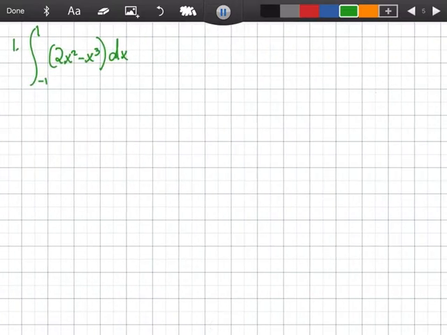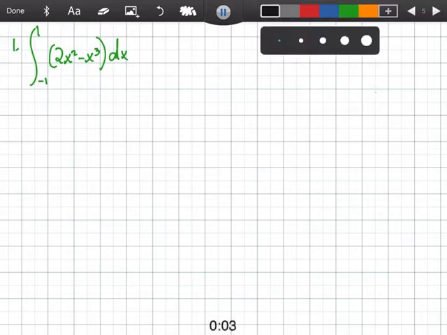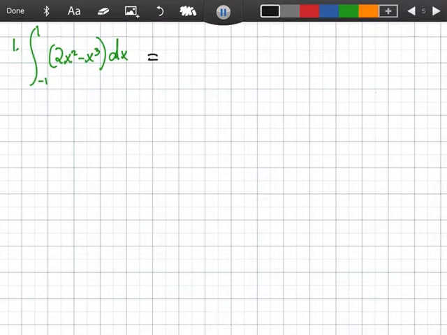So, we have the integral of 2x squared minus x cubed dx with lower limit negative 1 and upper limit 1. So, ang una nating gagawin ay i-integrate natin yung 2x squared minus x cubed. So, 2x squared dx, integral niyan is 2x cubed over 3. Yung x cubed naman ay x raised to 4 over 4. So, dati linalagyan natin ng plus c.